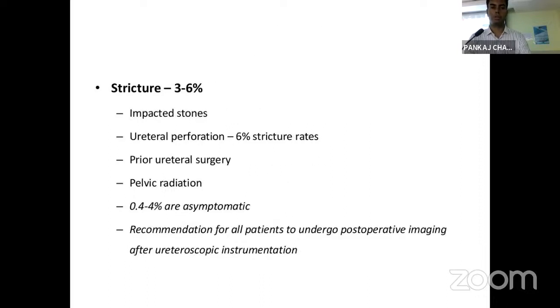Stricture is seen in 3 to 6%, which is due to impacted stone, and in ureteral perforation cases a 6% stricture rate is seen. It may be due to previous ureteral surgery, or the patient having undergone pelvic radiation. 0.04% are asymptomatic. And the recommendation is for all patients to undergo postoperative imaging after ureteroscopic instrumentation.